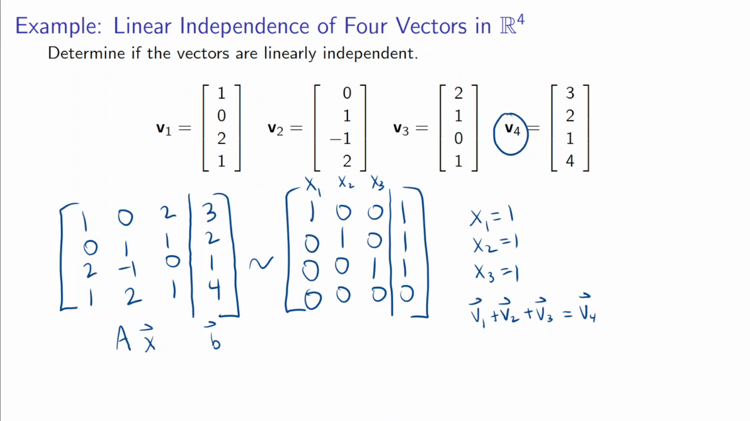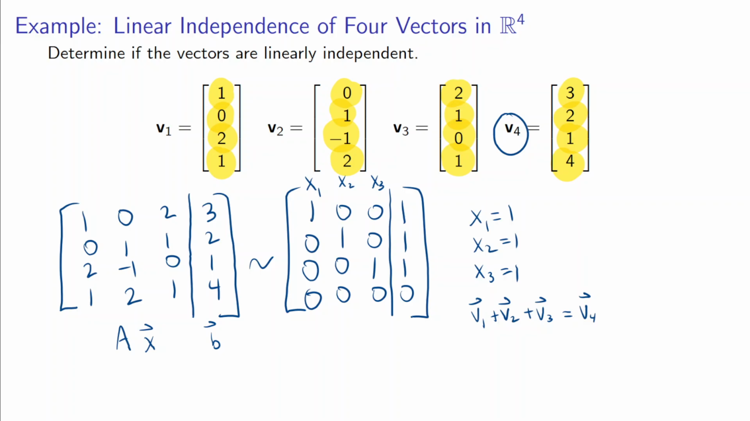And we can test this. Let's just go back up and check. Adding across, 1 plus 0 plus 2, that is 3. 0 plus 1 plus 1, that is 2. 2 minus 1 is 1, plus 0, that's 1. And then 1 plus 2 plus 1 is 4. So that is, in fact, true.